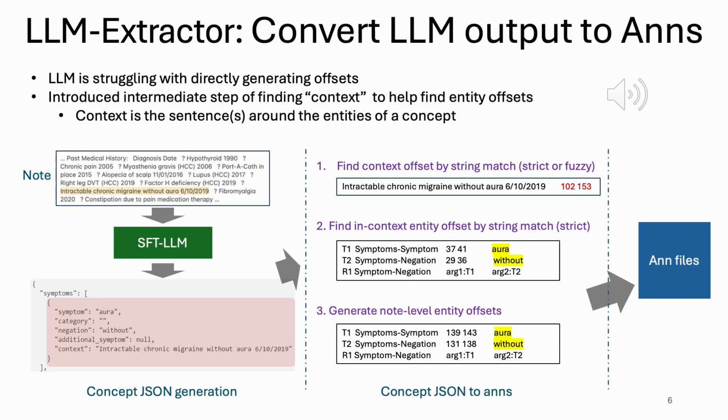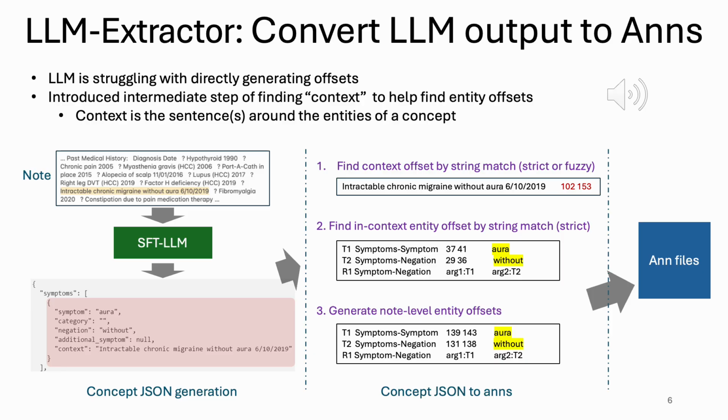And the third step is to convert the LLM output to ANN. Because the LLM struggles with directly generating offsets, we take the intermediate step of finding a context to help find the entity offsets. The context is defined as the sentences around the entity or concept.